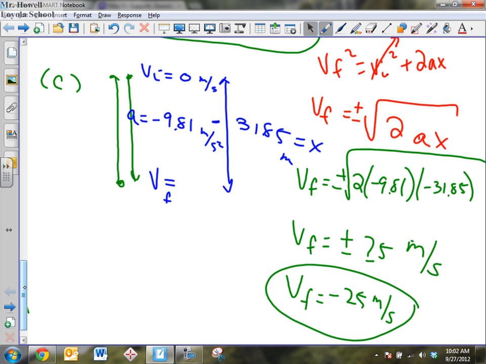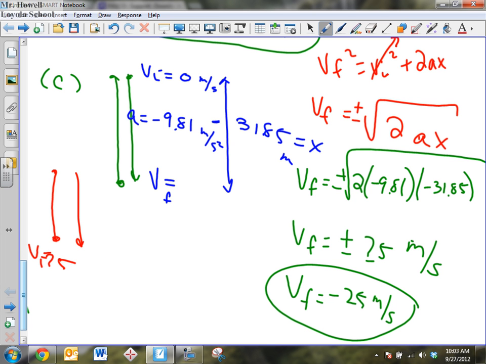Okay? Now, another way to solve this problem, just so you know, we'll get to part D in a second. You could have said the following. It's launched up, it comes back down. You could have thought of the whole problem from the beginning of VI is 0, VI is 25.